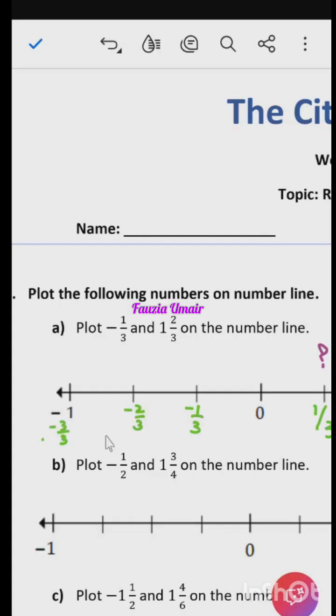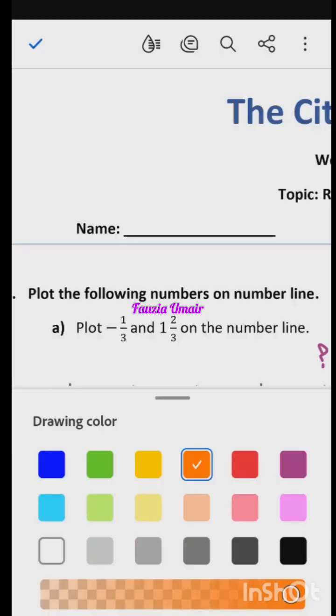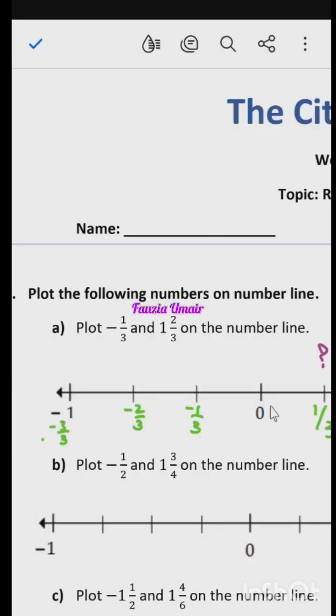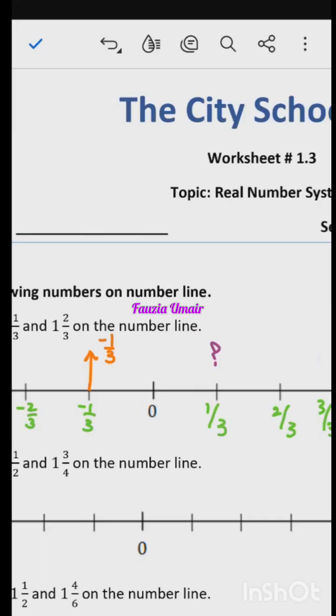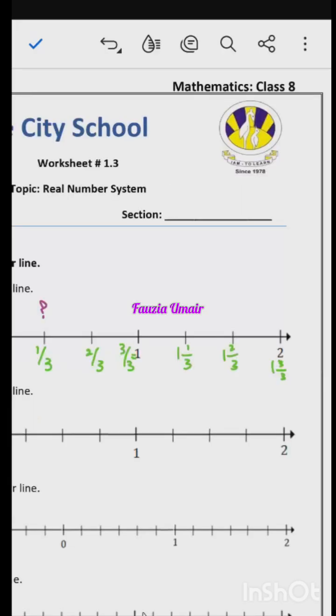Excellent, beta. So now we have to locate two numbers on this number line. One is -1/3, another is 1 2/3. So we have already labeled all the values. So we will mark this point and we will say -1/3 is located here. Okay, and now we will see where 1 2/3 is. You can see this is where 1 2/3 is. So we will say 1 2/3 is located at this point.